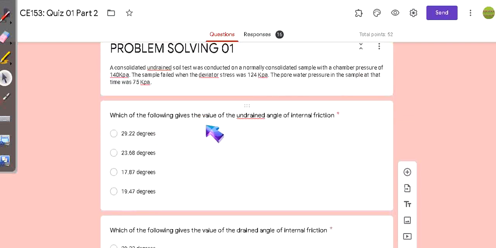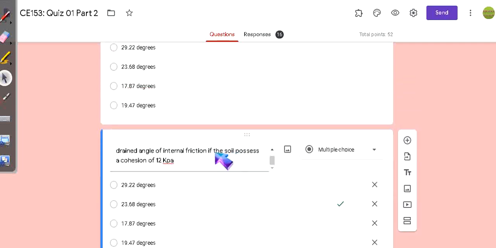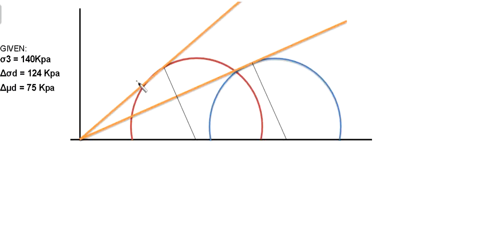So which of the following gives the value of undrained angle of internal friction? Yung ating drained angle of internal friction, and of course, yung ating drained angle of internal friction if the soil possess a cohesion of 12 kPa. So we have here our solution. So given yung ating sigma 3, yung ating deviator stress, and of course, yung ating pore pressure.